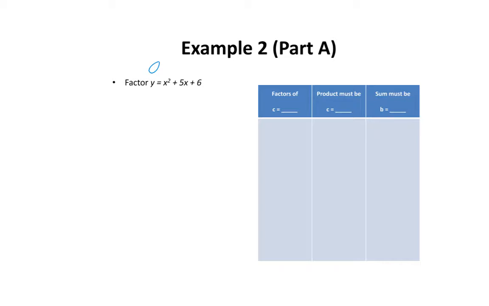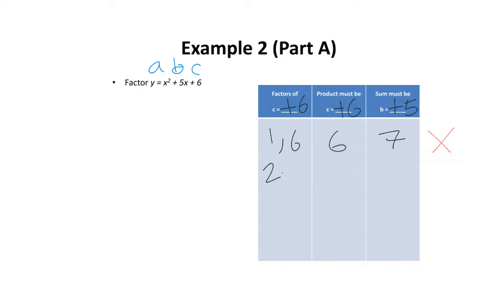In our second example, we want to factor a parabola in standard form. Let's first identify the values of a, b, and c. Well, the value of c is positive 6, and the value of b is positive 5. So let's first think of some factors of 6. So let's think of maybe 1 and 6. Well, 1 times 6 is 6, but 1 plus 6 is 7. So that doesn't work. Let's try other factors.